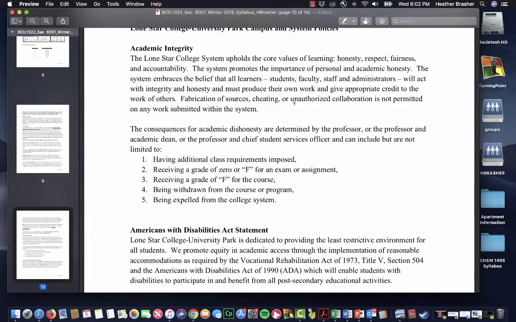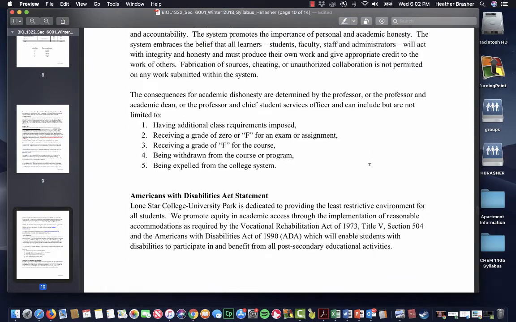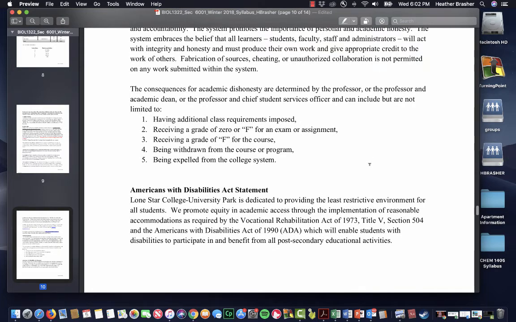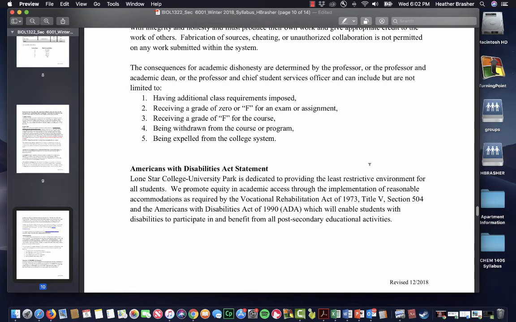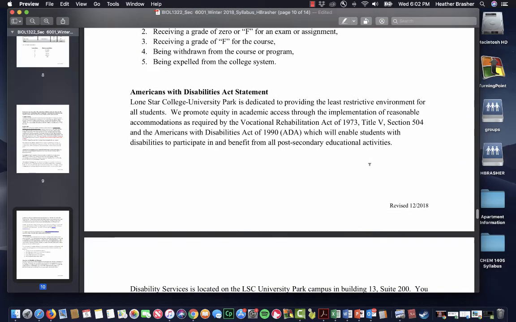Now, academic integrity, I'm really big on that. So make sure that you're doing your own work and you're not cutting and pasting or copying everything verbatim, and you're not using somebody else's work. Use your own. It's a big deal. You can get a 0 for an assignment. You can get an F for the course. You can be expelled or withdrawn from this course or program, or you can be expelled from the college, and then it's a permanent mark on your academic record. So keep that in mind.